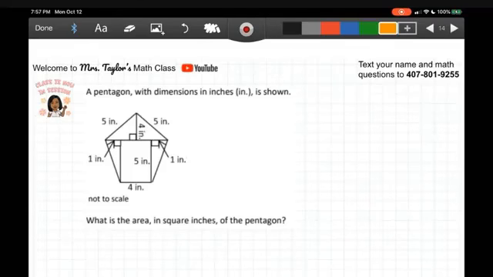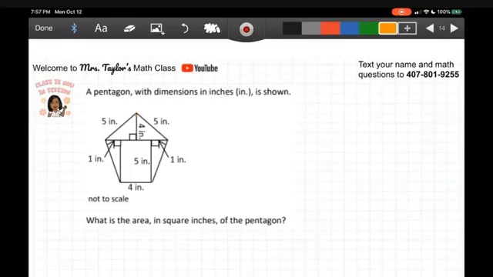Tell me. Okay, so it says here, a pentagon with dimensions in inches is shown. And so we have this pentagon. They already have it broken up into different shapes for us. It says, what is the area in square inches of the pentagon? When you look at this problem here, it looks very, very intimidating. But with this type of problem, you have to take your time and take it in pieces.